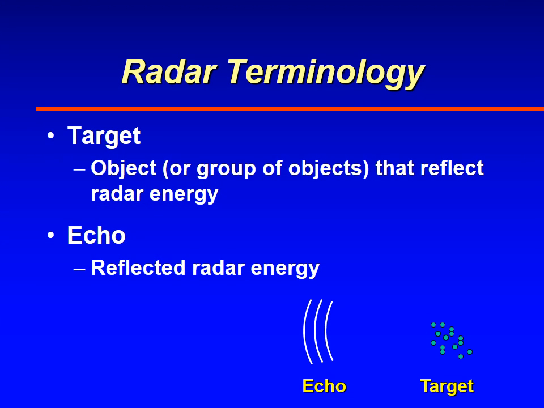A few terms that you should be familiar with: target and echo. Target is, in other words, a group of objects or an object that reflects radar energy. That's our target. And an echo is the actual radar energy that is reflected or coming back, which is backscattered.